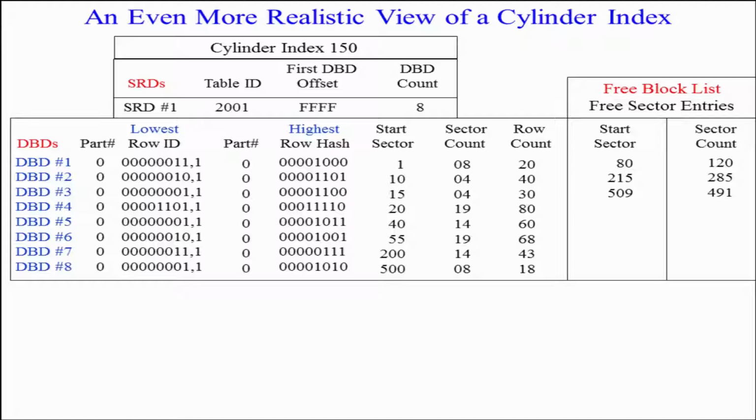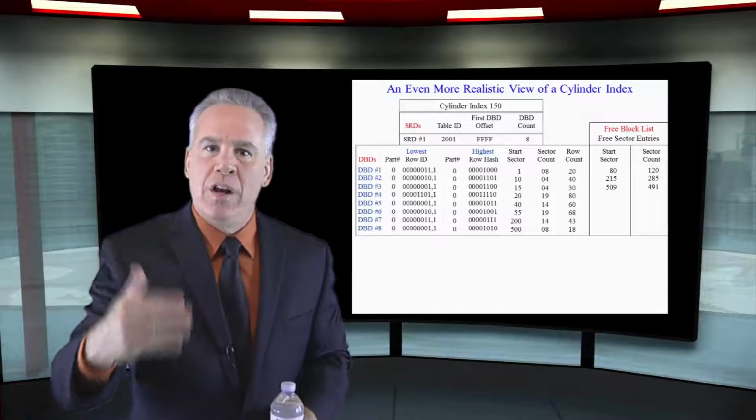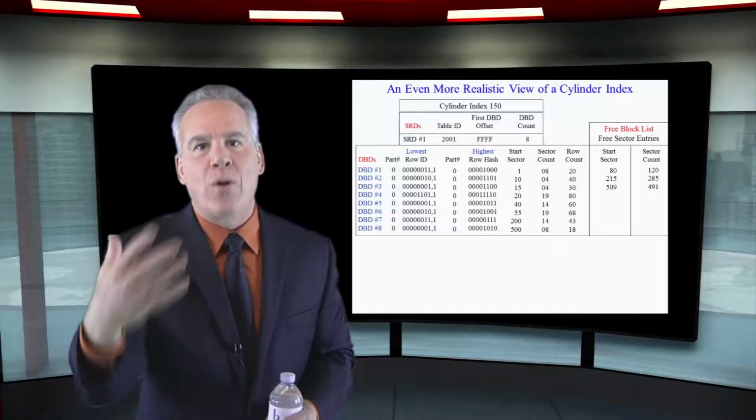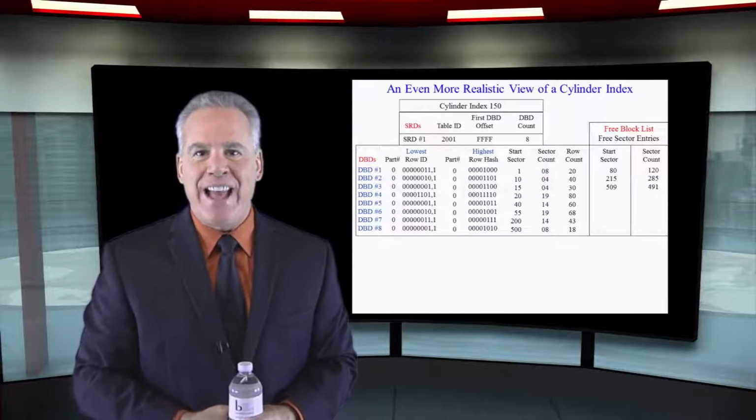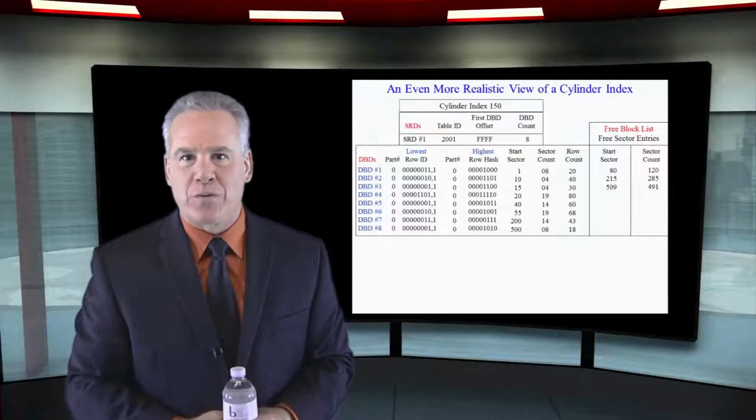What else is on that cylinder index? The free block list. So you will be able to see in here where there's free space, and the amp then knows, hey, I've got room in there to put more of the same table or a new table in there. And that's what I want you to see here, the free block list.